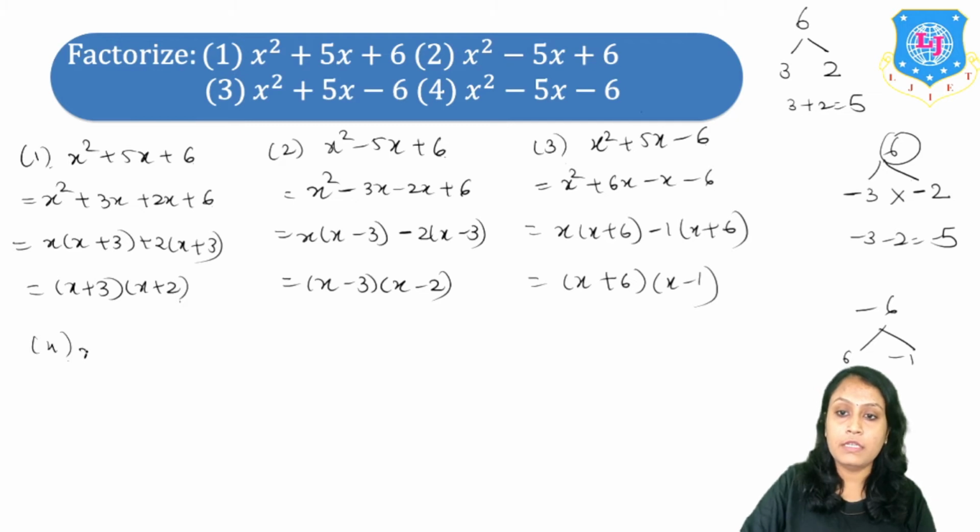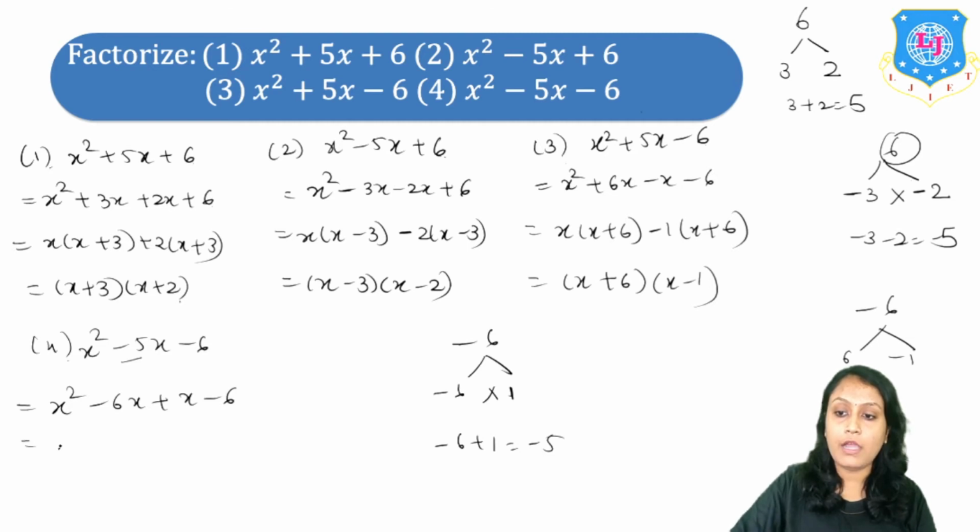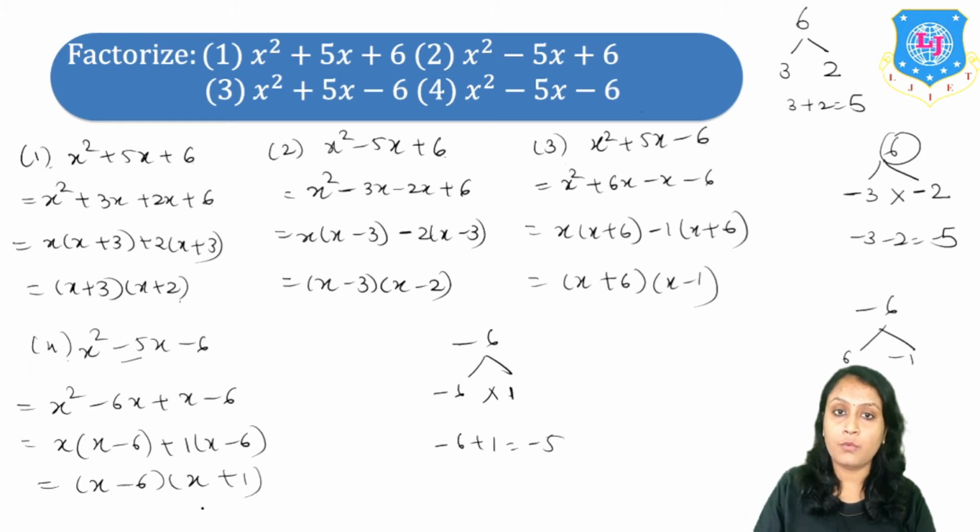The fourth example, x square minus 5x minus 6. Okay, so we need the factors of minus 6, but its addition should be minus 5. So we take minus 6 and 1. If you will multiply these two, you will get minus 6, and if you will add them, you will get minus 5. Okay, so we'll write it like this: x square minus 6x plus x minus 6. Take out x common, so x minus 6. Here we'll take out 1 common, so x minus 6. Therefore your final answer is x minus 6 into x plus 1.